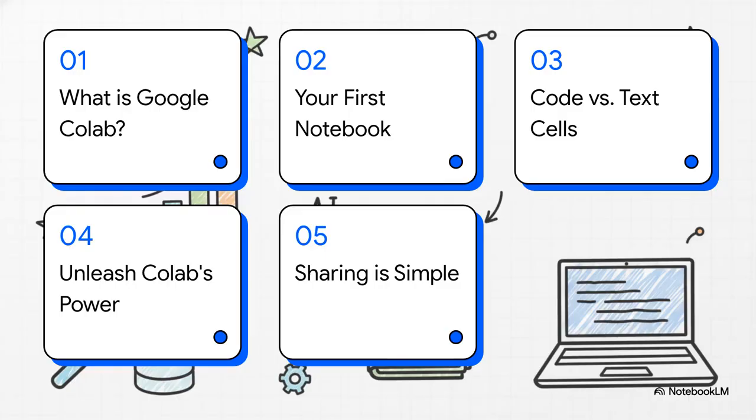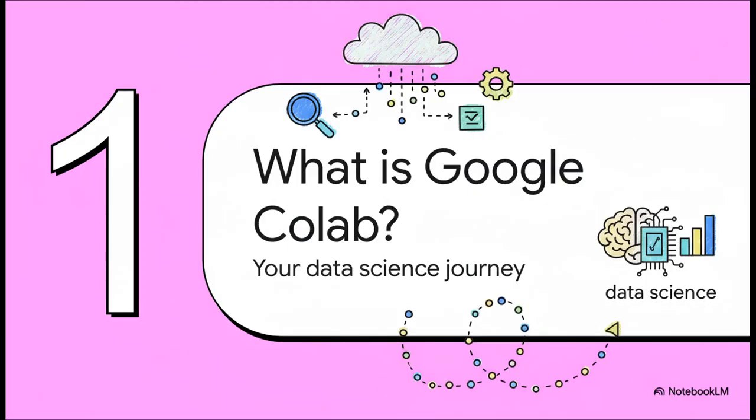So here's the game plan for this explainer. We'll quickly touch on what Colab is, then we're going to jump right in and create our very first notebook. After that, we'll look at the two main parts you'll be using, code and text cells, then unleash some of its coolest features, and finally, see just how easy it is to share your work. First up, what is Google Colab? At the end of the day, it's your own personal coding space up in the cloud, and it's pretty much the perfect place to start your data science journey.